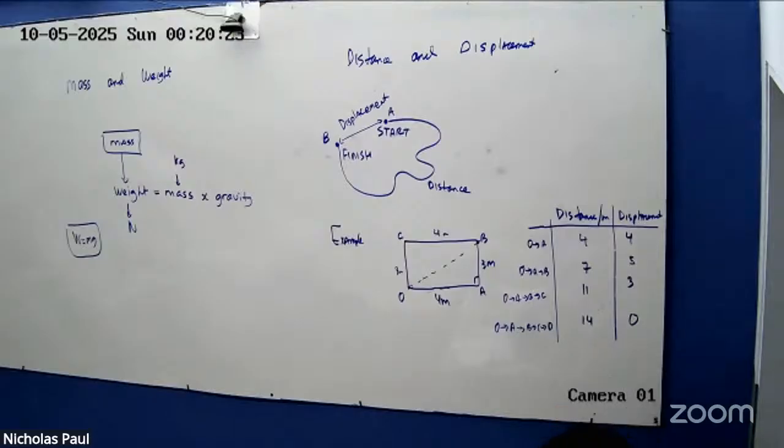So that is scalar and vector quantity. The next thing we have to do is forces, but you'll need a protractor and compass. Protractor. Ruler. And on the protractor.